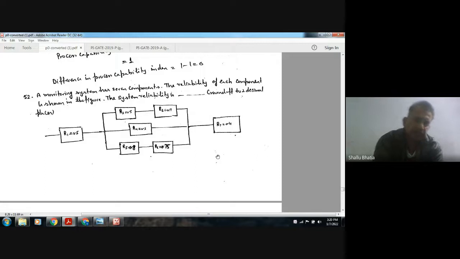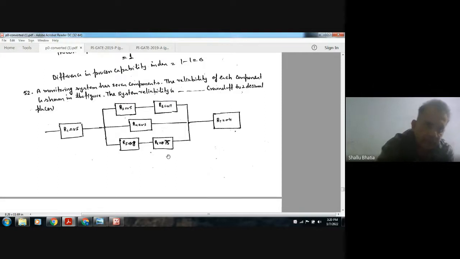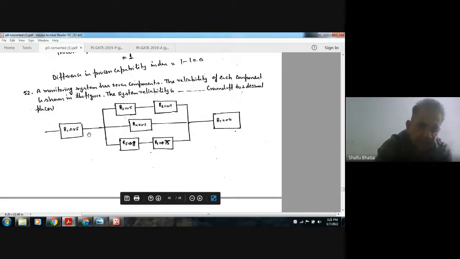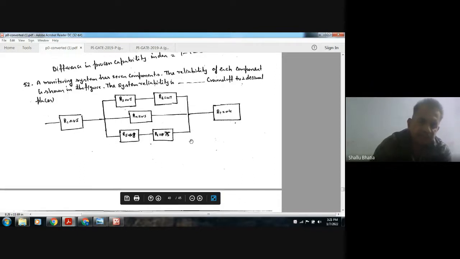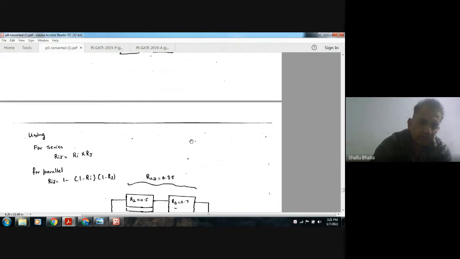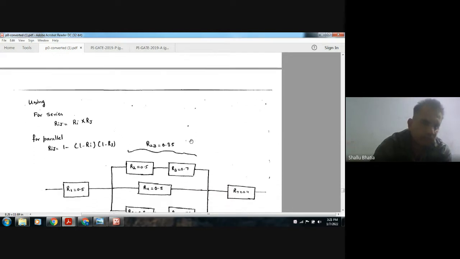Next, a monitoring system has 7 components. The reliability of each is shown in the figure. Find the system reliability rounded off to two decimal places. R1, R2 and R3 are in series, and R4, R5, R6 are in parallel. This whole system is in series. So by using series and parallel combinations, we will find the total system reliability.